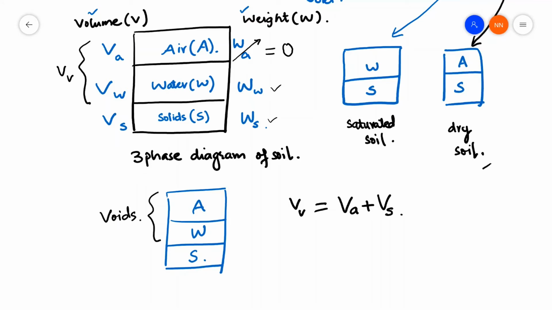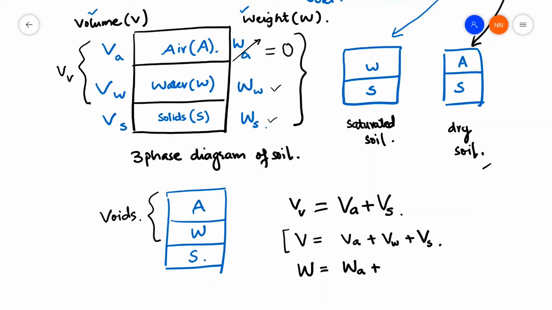So if we would like to write that out, we can say volume equals volume of air plus volume of water plus volume of solids. This is the total volume which we are defining here. And then we have the total weight of soil, which should be the sum of these three components. This should be weight of air plus weight of water plus weight of soil. And since we neglect the weight of air to be 0, this is just the weight of water plus the weight of solids.